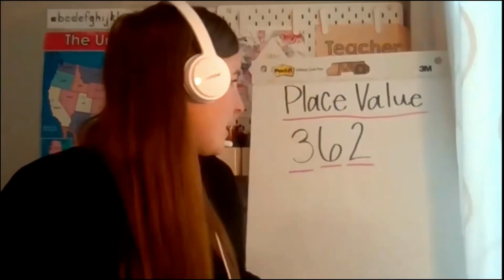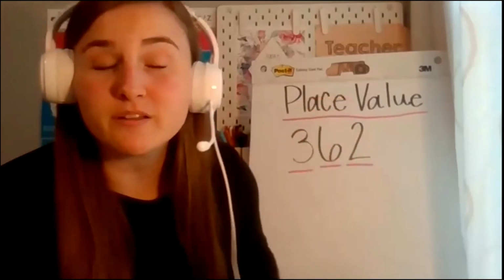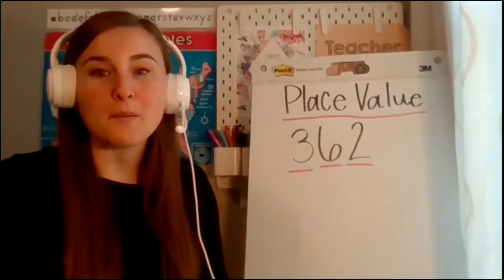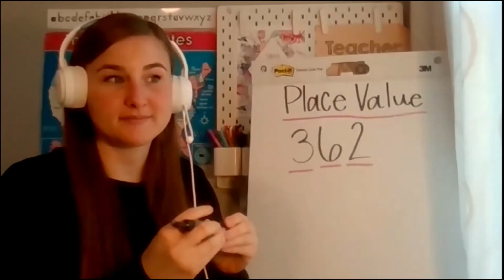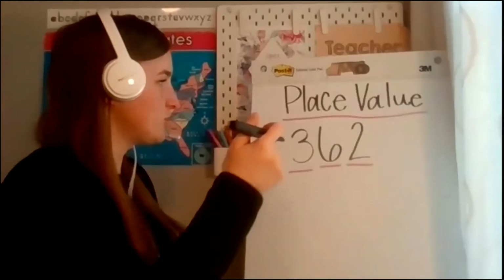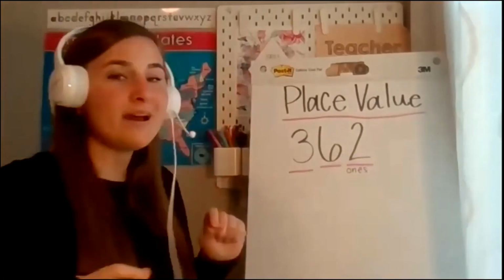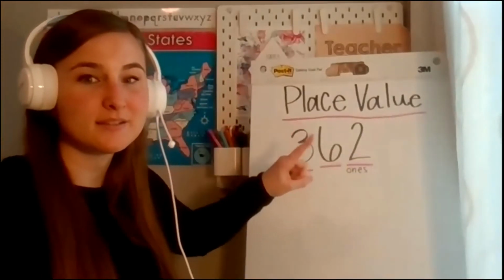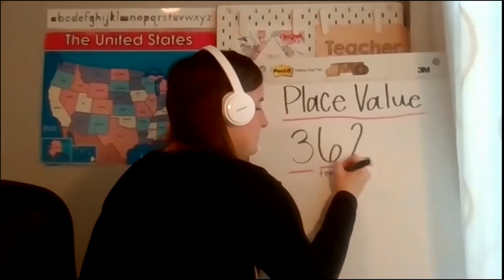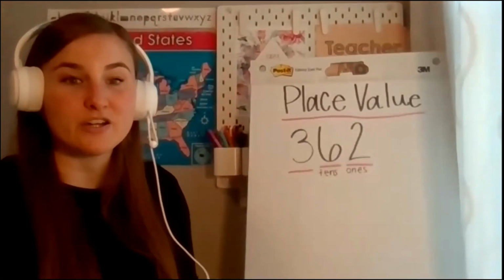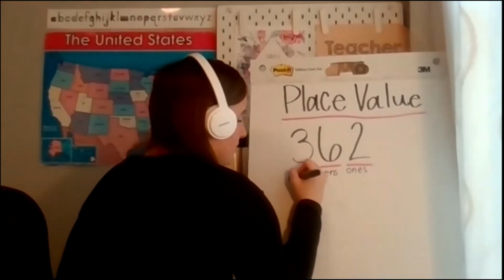So I want to draw your attention to this chart, the number 362. We're going to quickly review place value. I want you to think about, what is the number in the ones place? Yes, the 2 is in the ones place. What number is in the tens place? Yes, the 6 is in the tens place. And what number is in the hundreds place? Yes, the 3 is in the hundreds place.